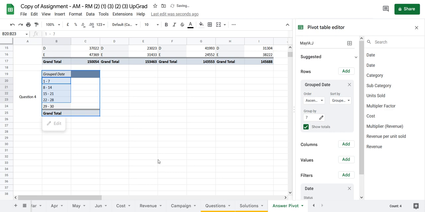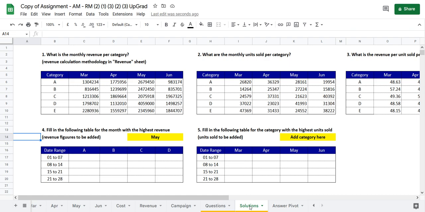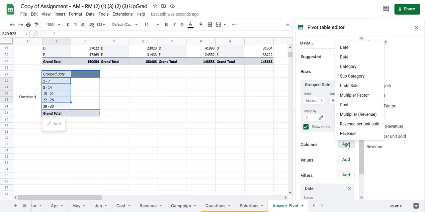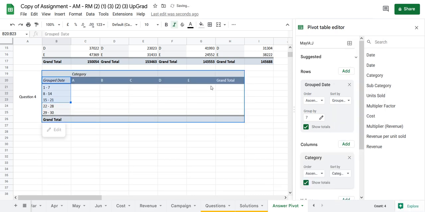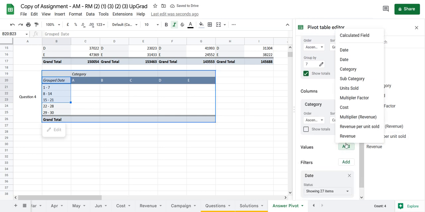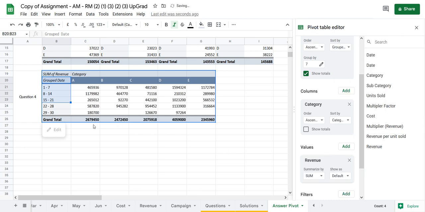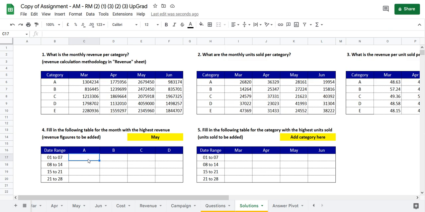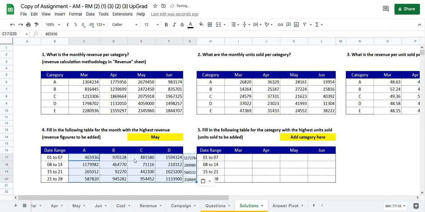Okay, and now for these particular groups we want revenues for each and every category. Okay, so in columns we will add categories A, B, C, D, E. We don't need this one, total, and in values we will add revenue. Okay, so this will be the answer. So I'll just copy the numbers from here. Okay, and I'll paste it here. For category E, we don't want the numbers. Okay, till D only we want the numbers.